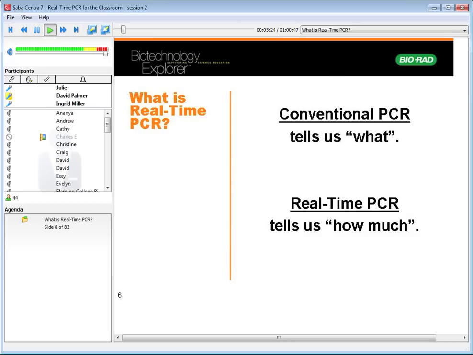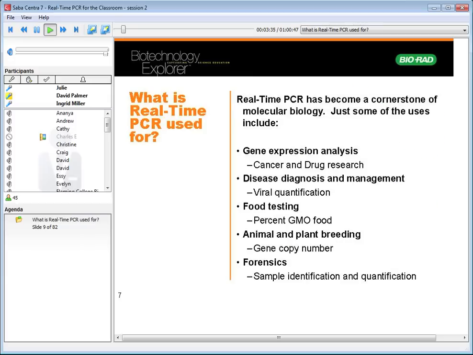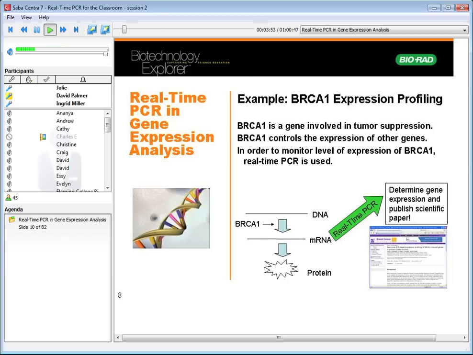And the basic summary of this whole presentation is right here. Conventional PCR tells us what, real-time PCR tells us how much. So some examples of things that real-time PCR is used for are gene expression analysis for cancer and drug research, for example, disease diagnosis and management, food testing. It's used in animal and plant breeding, and also forensics, and I'll go into a bit more detail on some of these.